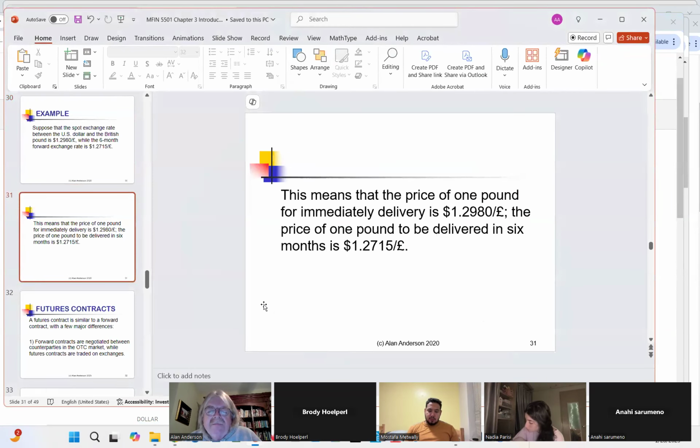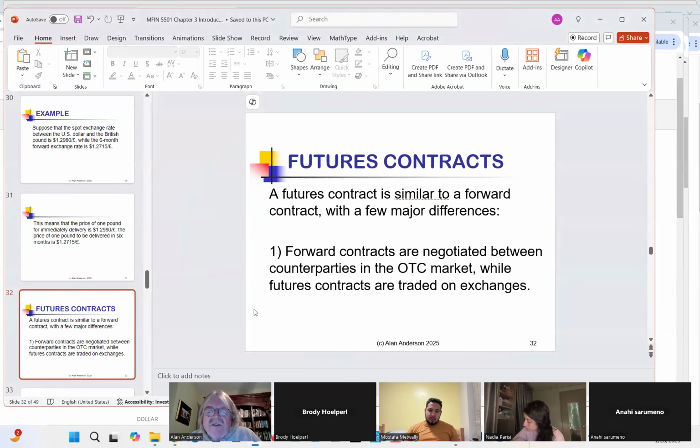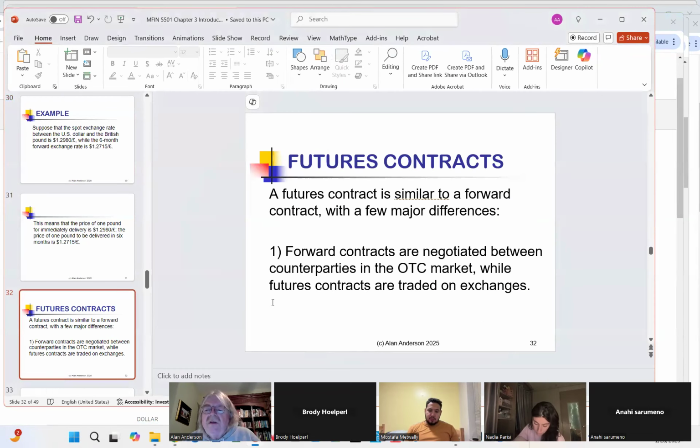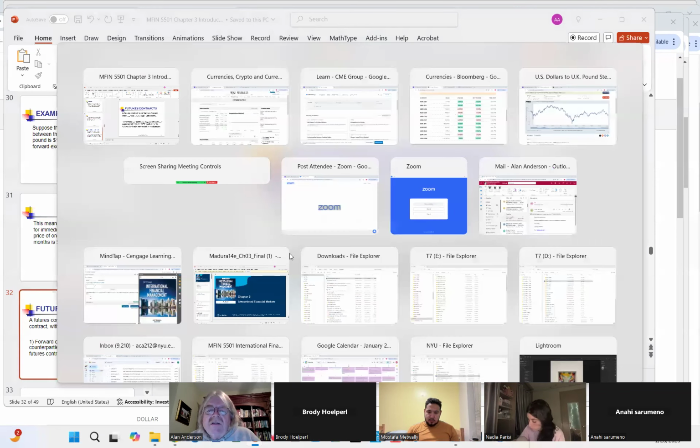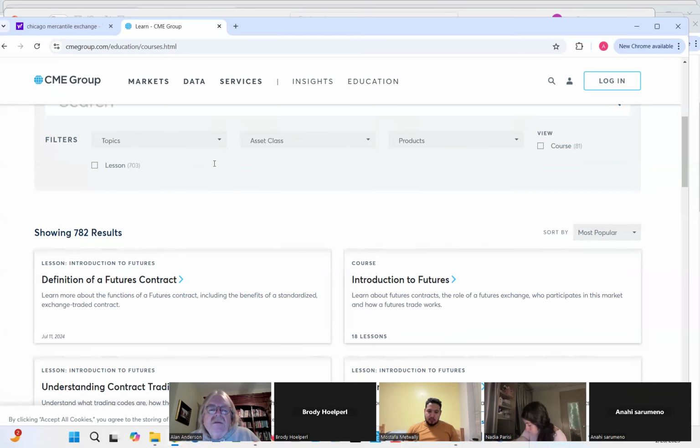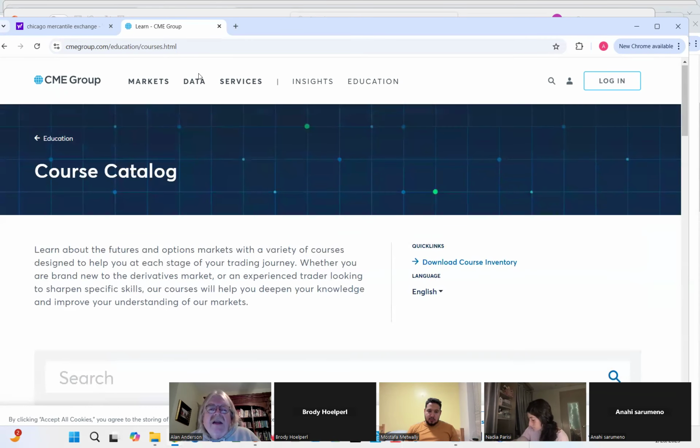Okay. Now, futures contracts are similar to forward contracts, except there's a few major differences. One of them being that these are traded on exchanges like the Chicago Mercantile Exchange. All right. Forward contracts are settled directly between counterparties in the over-the-counter market. The advantage of that, by the way, is that these can be customized to anything you need. The futures contracts, there aren't really a lot of different ones available. You basically have to take whatever they have.